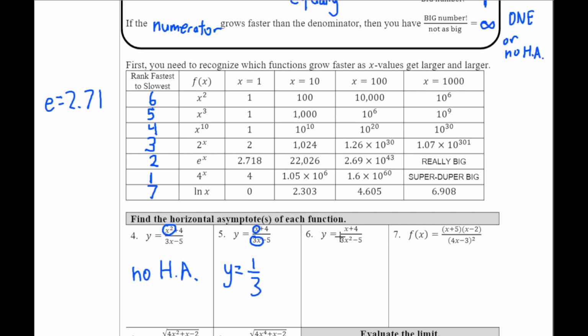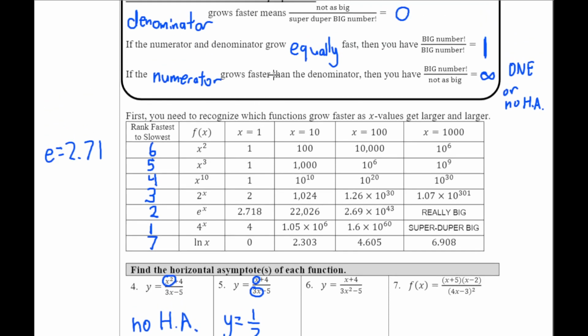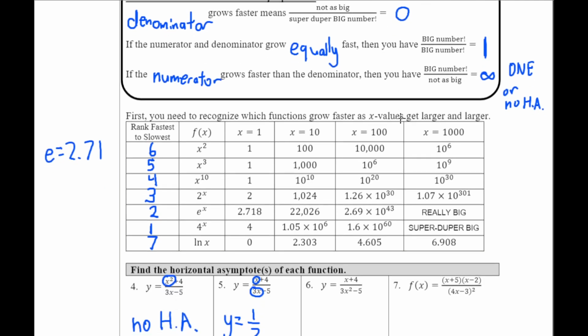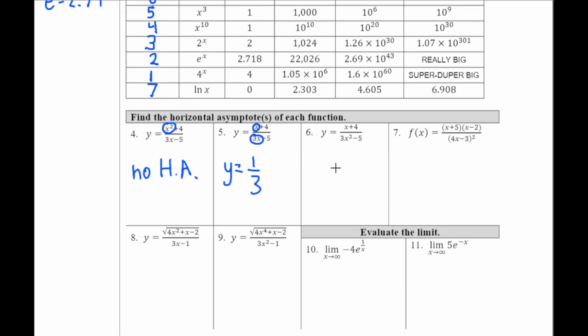Question 6, we have an x on the top, but a 3x squared on the bottom. The denominator is increasing quicker than the numerator. Therefore, you have a not as big number over a super duper big number as x goes to infinity. Therefore, the horizontal asymptote is y equals 0.